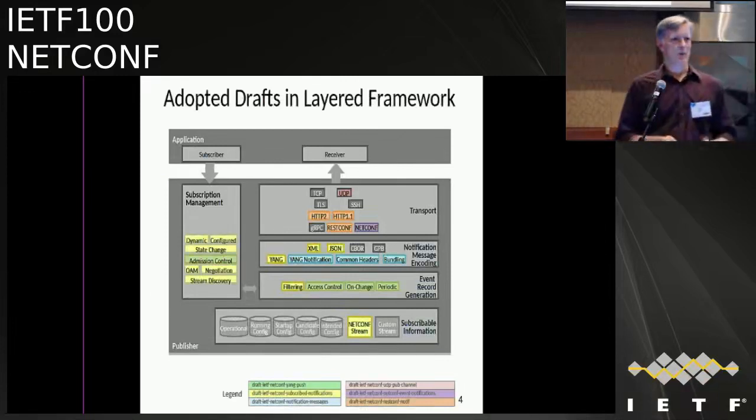Now, you've seen this slide before in earlier versions. This just adds the new adopted drafts and the functions that are supported. It color codes what's in subscribed notifications, what's in YANG Push, and what's in the different transport drafts. I'm not going to go in depth here because we'll be talking about the deltas in the different slides.